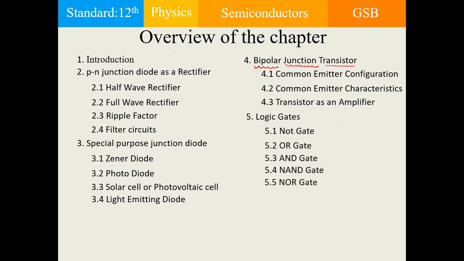Similarly, we have a NOR gate. The NOR gate is the opposite of the OR gate. In the case of the OR gate, if all the inputs are low, then only the output is low. Otherwise, it is high. In the case of the NOR gate, it is opposite. If all the inputs are low, then the output is high. But if any one of the inputs is high, then the output is low.